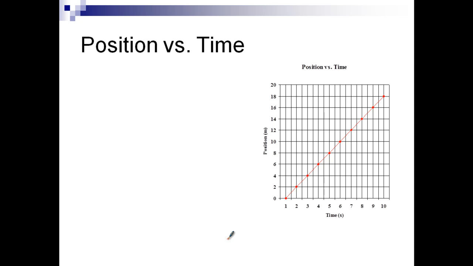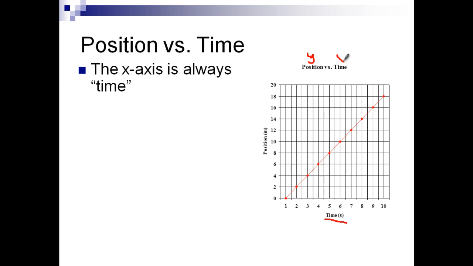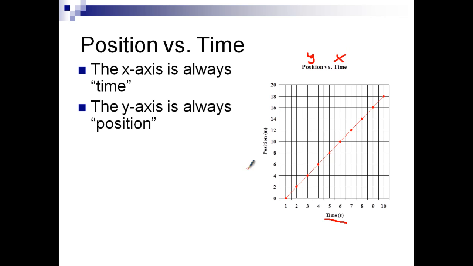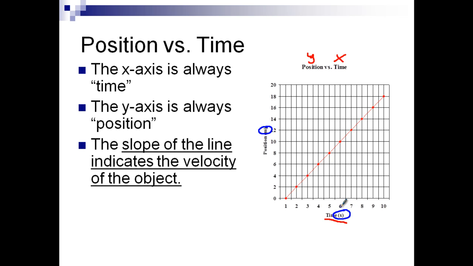So this is what a position versus time graph might look like. The x-axis is always time. Position versus time. So this is your y versus your x. That means your y-axis is going to be position. Now notice how the units are on here. Position measured in meters, time measured in seconds. Got to have those units on there too.